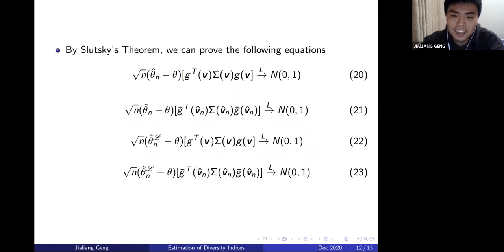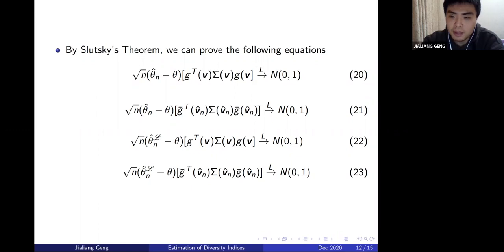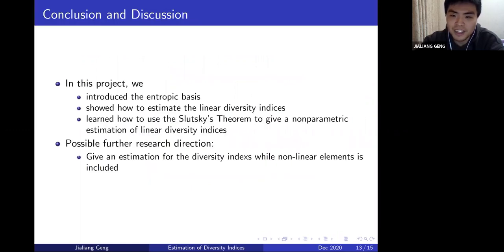Last slide, please. We can use the Slutsky theorem to prove the following equations. The proof can be complicated, but let me see if I can show it in the report, because it is really complicated. We want to focus on the last equation, which gives us a way to estimate the estimator we get. It is asymptotically normally distributed. Next slide, please. Sorry, we don't have time today. That's pretty much it for today's presentation.